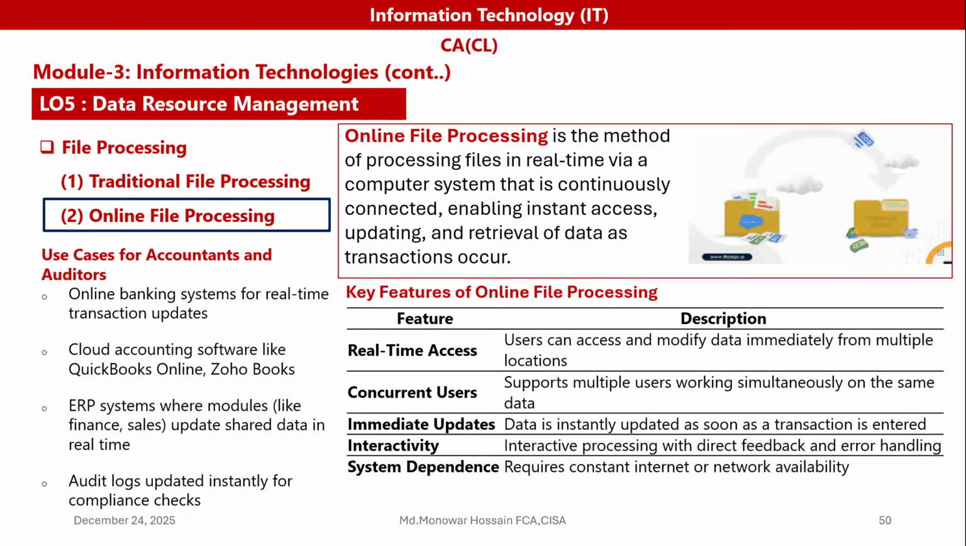And we know the system dependency is that constant internet and network availability is required within online file processing. For example, online banking systems use online file processing for real-time transaction updates, and cloud accounting software and ERP systems use it. Audit logs update instantly for compliance checks through online file processing.